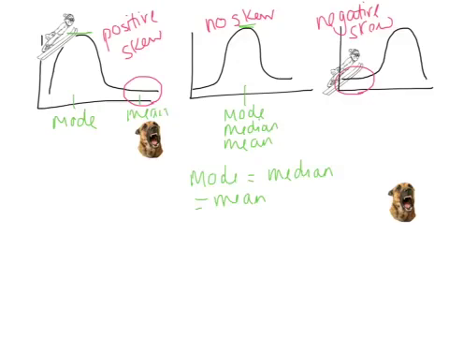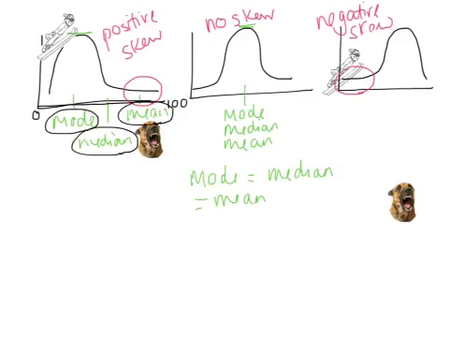And then the third one, which seems pretty obvious to me, is that medians go in the middle. So if this was a scale along here, with marks from 0 to 100, if your mode is a smaller number than your median, and your median is a smaller number than your mean, then you have a positive skew. So if your mode is smaller than your median, and that median is smaller than your mean, you have a positive skew.